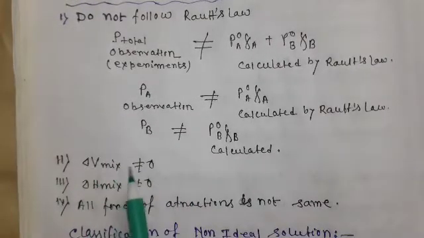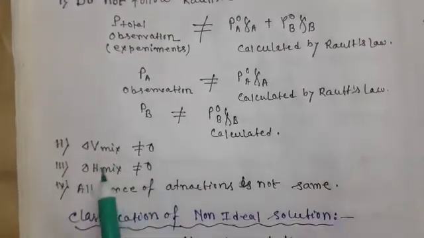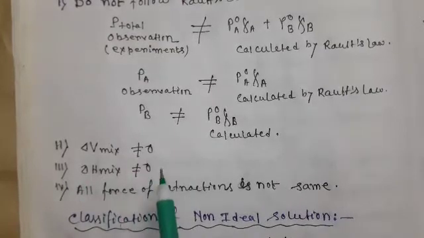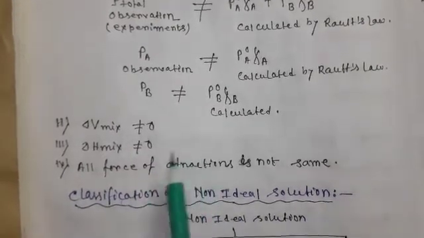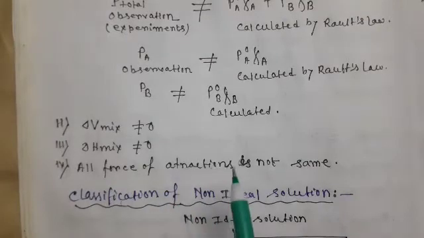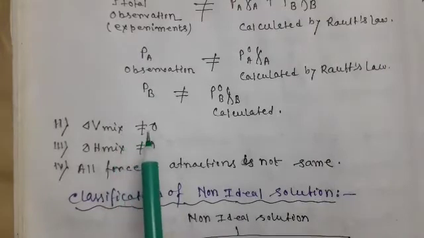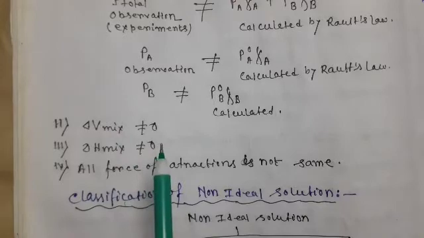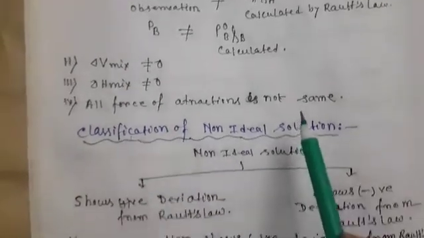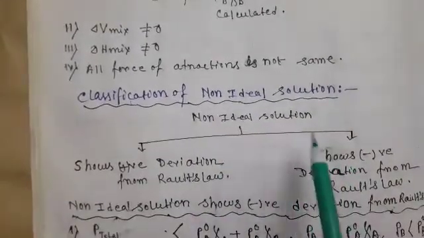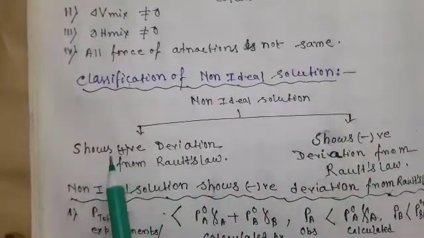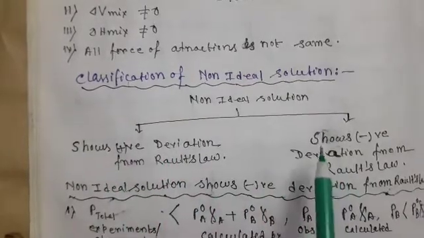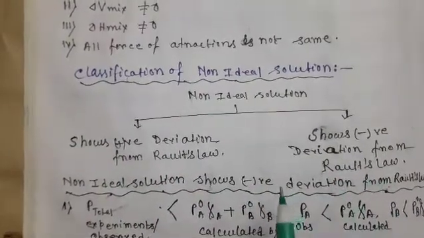ΔV mixing is not equal to 0, and ΔH mixing is also not equal to 0 for a non-ideal solution. All forces of attraction are not the same. That means the change in volume is not equal to 0 and the change in enthalpy is always not equal to 0 in the case of a non-ideal solution. Classification of non-ideal solutions: non-ideal solutions are of two types, those that show positive deviation from Raoult's law and those that show negative deviation from Raoult's law.